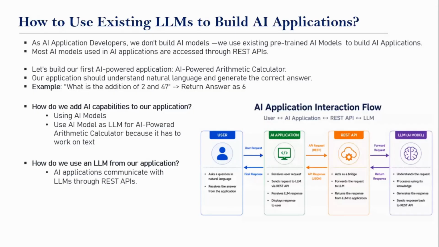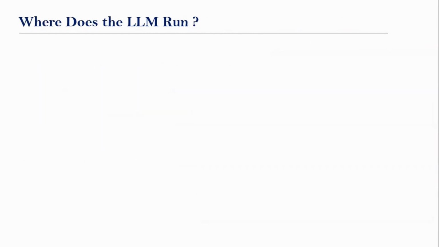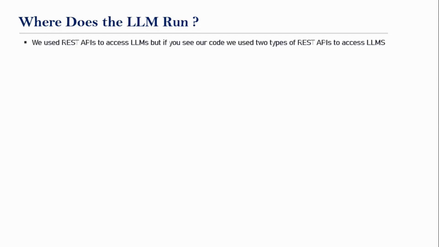Now the next important point is, where does the LLM run? See, in our code we use REST APIs to access the LLM, to work with the LLM, right? But where do they run? Actually, we can run LLMs on our own servers, or we can also use LLMs which are managed by someone else. That's why, if you observe our code, we have two types of REST APIs. Suppose one is like this and another one is like this.